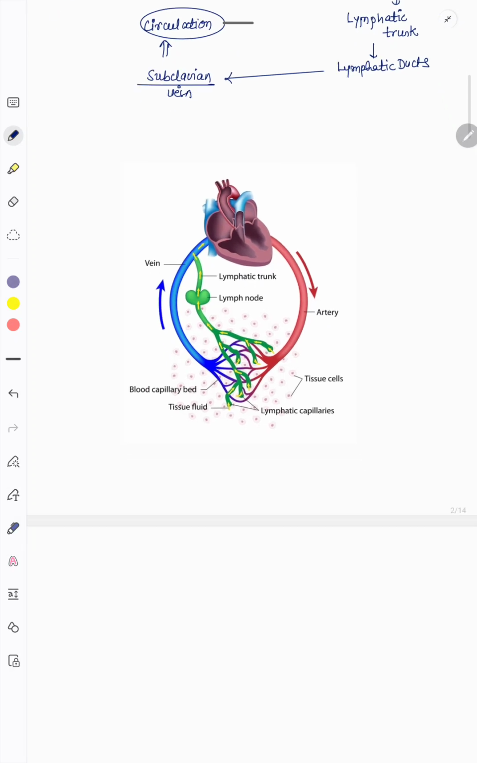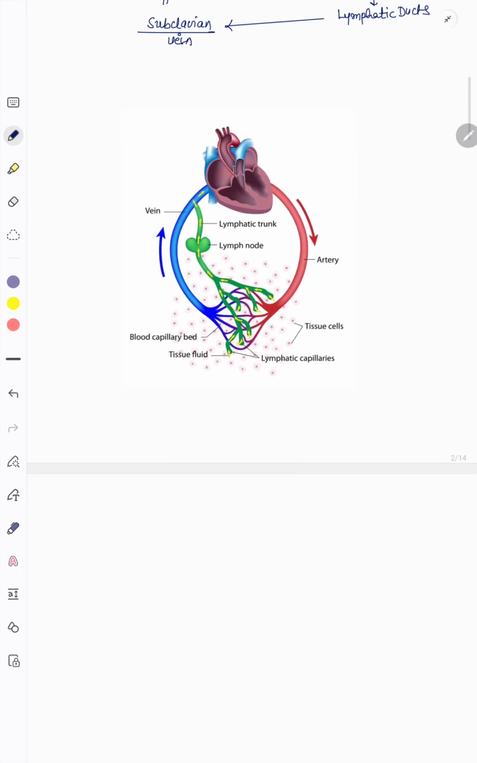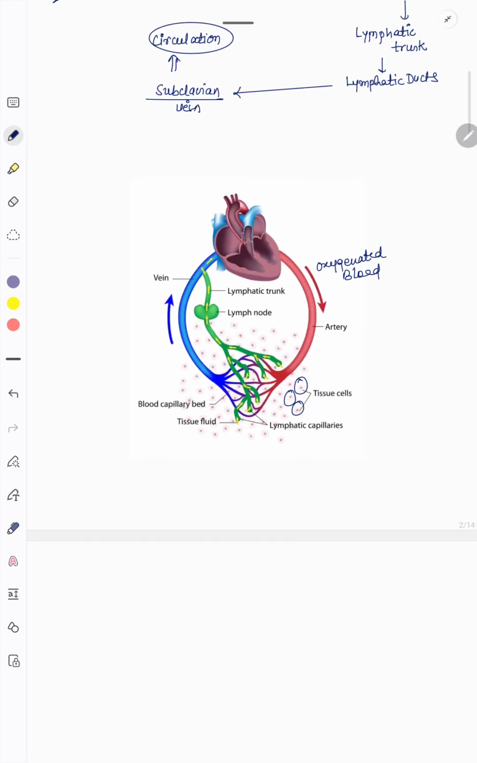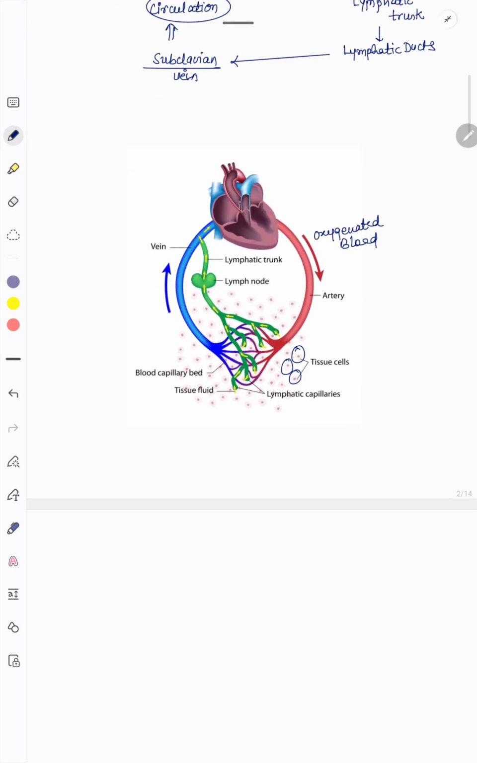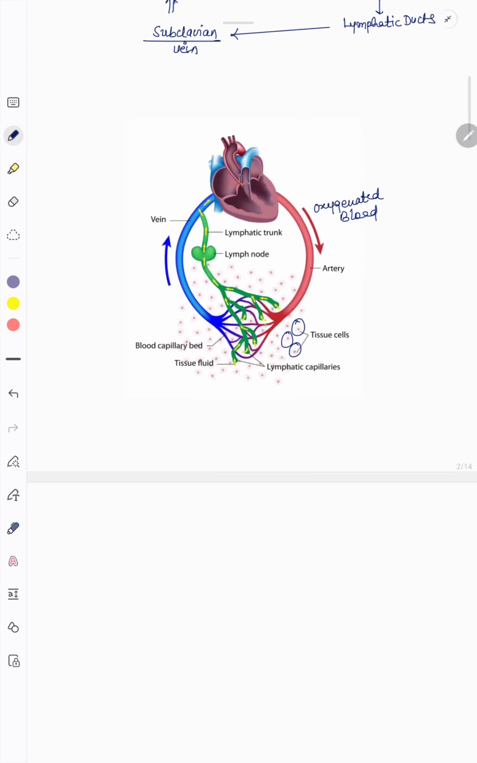Now we have the pictorial form. We'll see from the heart, the oxygenated blood is carried through artery to the tissue. Can you see these cells? These are tissue cells. As a group they form tissue, this part, right? From this tissue, what happens? Through capillaries, can you see these small parts? These are capillaries. So what happens? Fluid leaks from these capillaries, because this is the property of the capillaries. These are the leaky vessels.